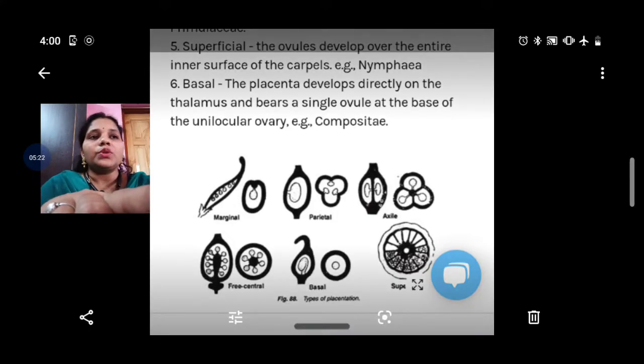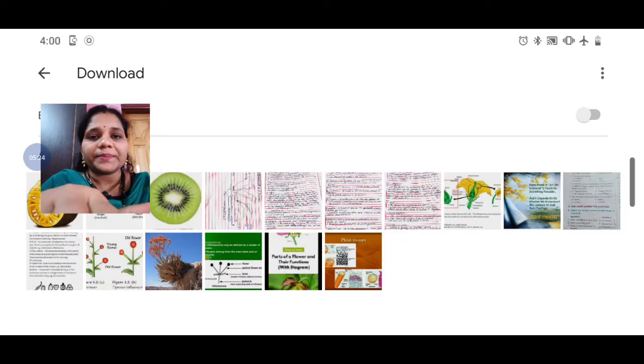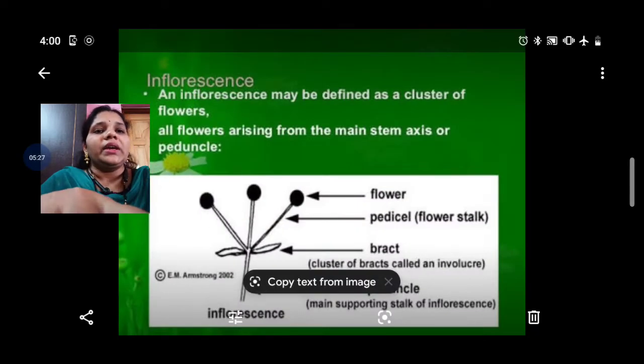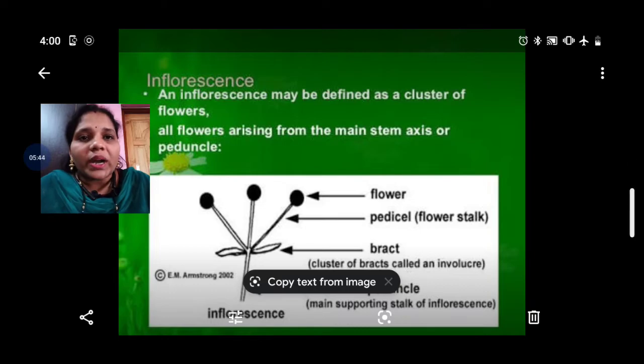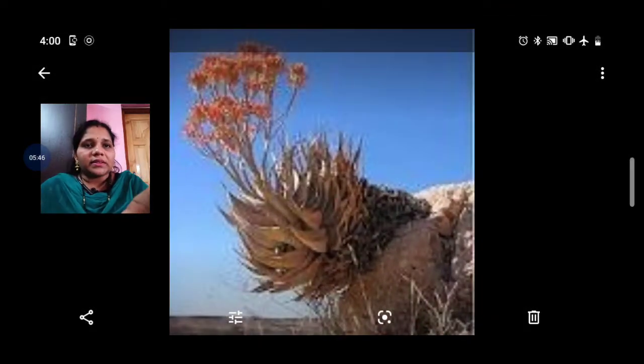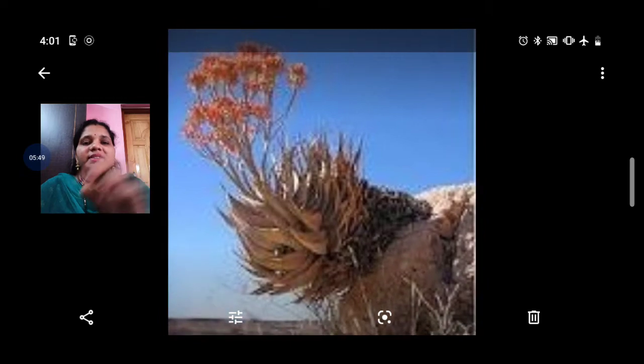Then next comes the inflorescence. Actually, the inflorescence may be defined as a cluster of flowers. It is defined as a cluster of flowers which is arising from the main stem axis or peduncle. Here you can see that this is the inflorescence. Here all the flowers are developed in a cluster or group from one main stem or peduncle.